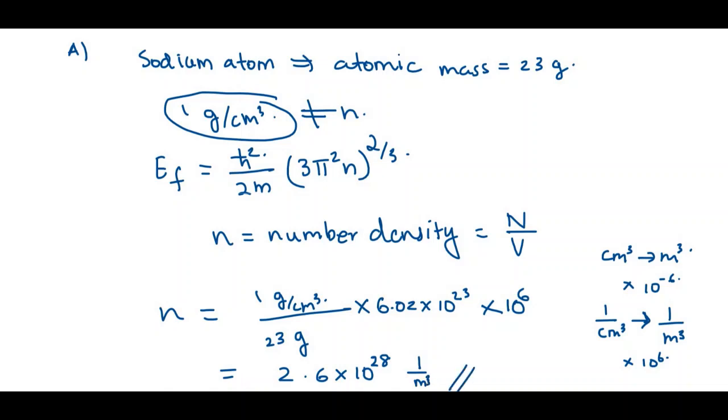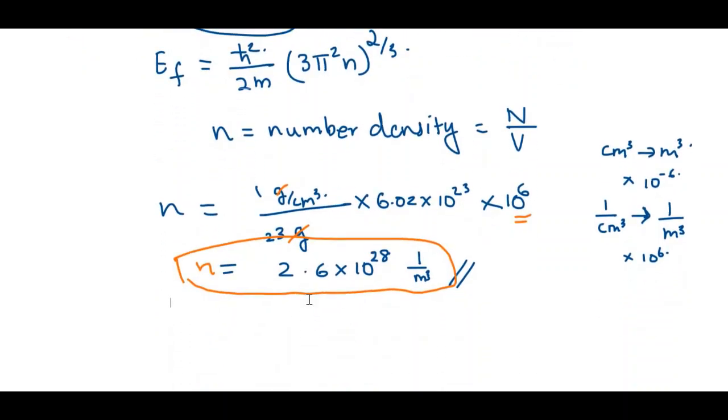So this is the value of n, because see, this gram and this gram will cancel, and then 1 by centimeter cube will convert to 1 by meter cube by multiplying this 10^6. So finally we get n as 2.6 × 10^28 per meter cube. So substitute that value here.